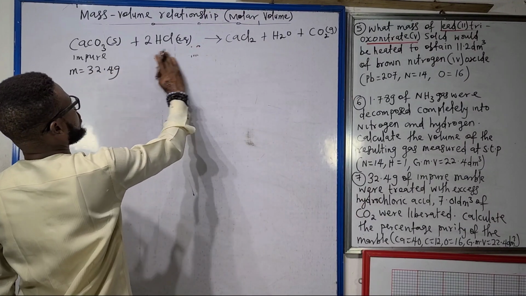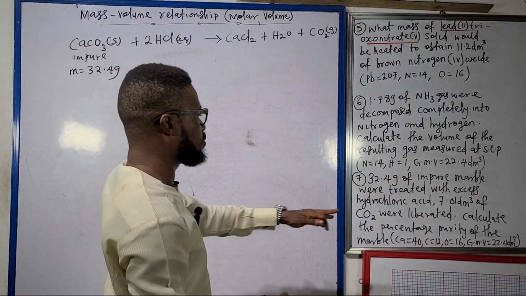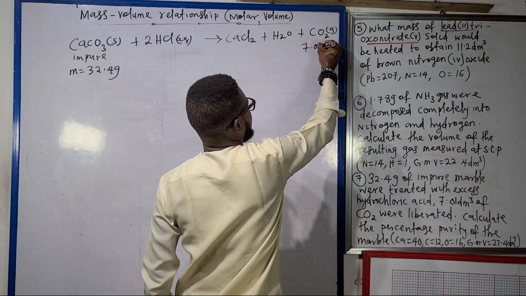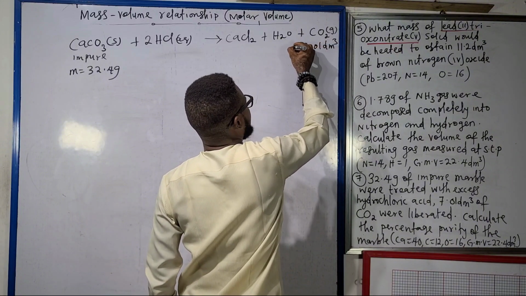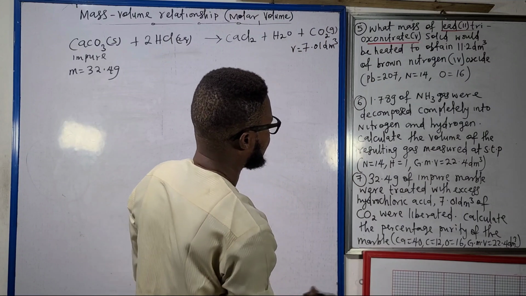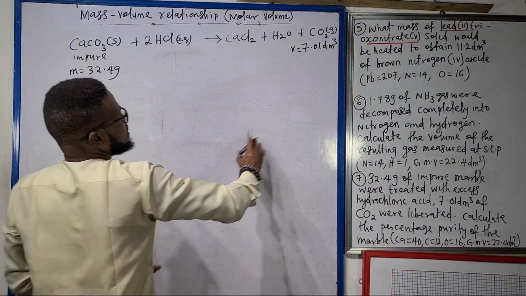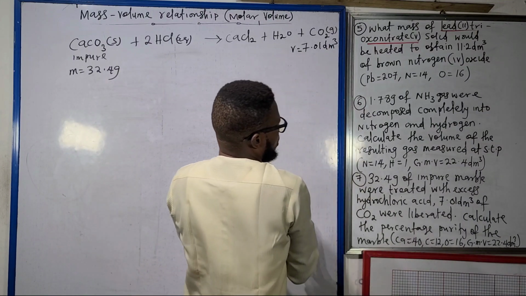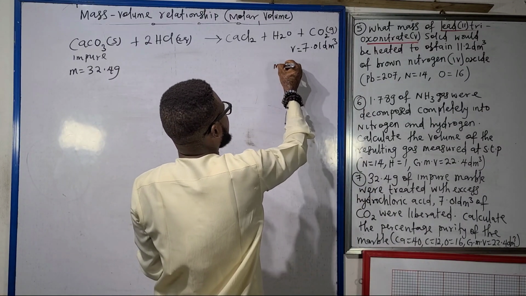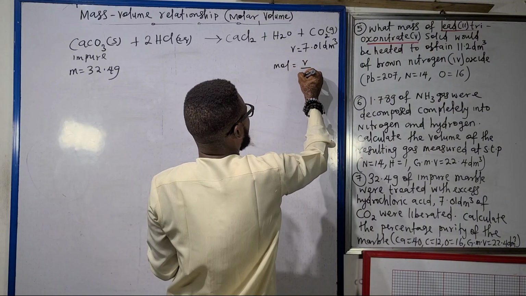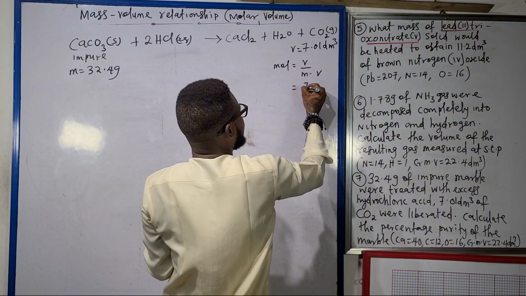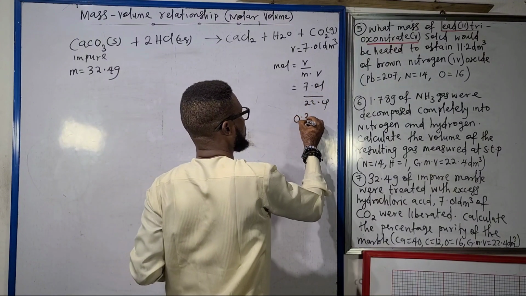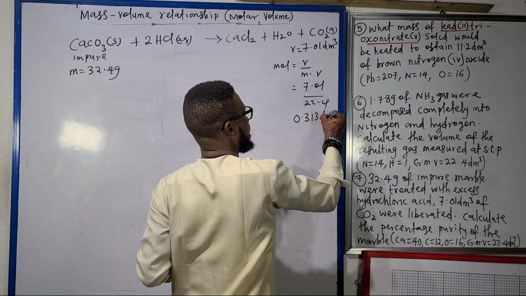In this case, we were told that the carbon dioxide, not the concentration of HCl, 7.01 dm³ of this gas, that is the volume of carbon dioxide liberated. This is not pure, this is pure. The implication of this is that this is my key. This is what I can convert to mole. So mole of this is going to be volume over molar volume, and this is 7.01 divided by 22.4, 0.313.